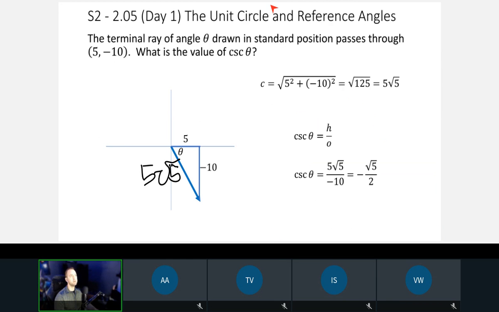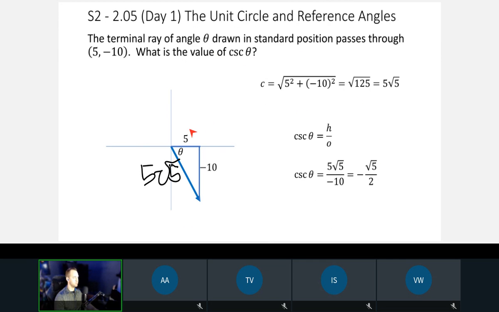Next problem here. What does it say? So we want to find the value of the cosecant of theta. It talks about the angle in center position, and it passes through (5, -10). So we did a little graph.